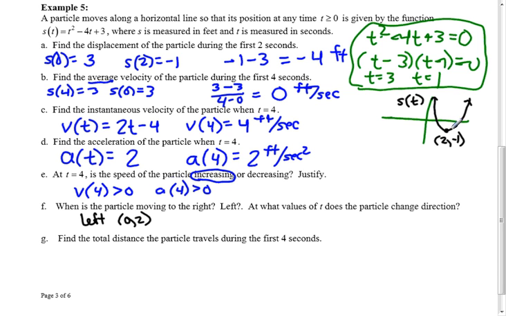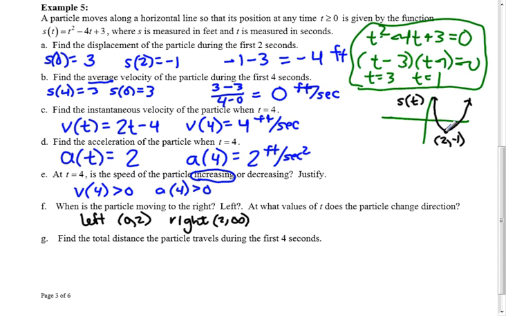If you look on the other side, our velocity or our slope is positive. Okay, the slope is positive, so that's when we're moving to the right. So that would be from 2 to, we don't know, infinity. Doesn't know how far we're going here. And then where would it change direction?